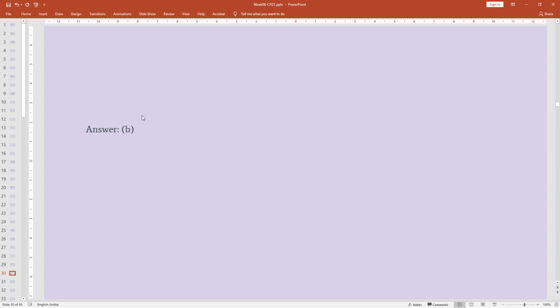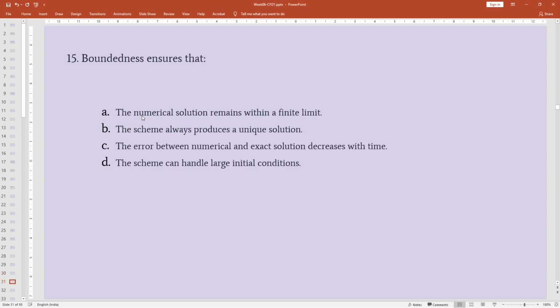Next question. Boundedness ensures what? The next question is on boundedness. Option A, numerical solution remains within a finite limit. Option B, the scheme always produces a unique solution. Option C, error between numerical and exact solution decreases with time. Option D, the scheme can handle large initial conditions. Out of four options, which one is the answer? You can inbox your answers.